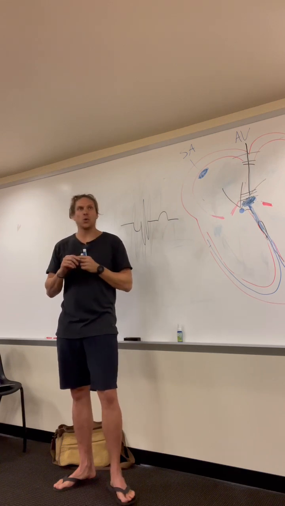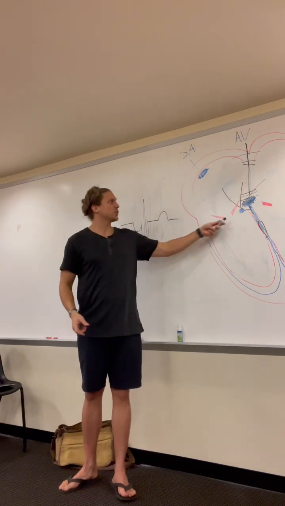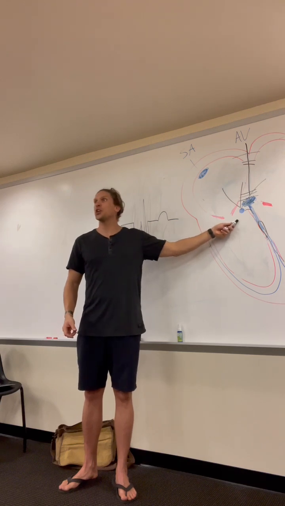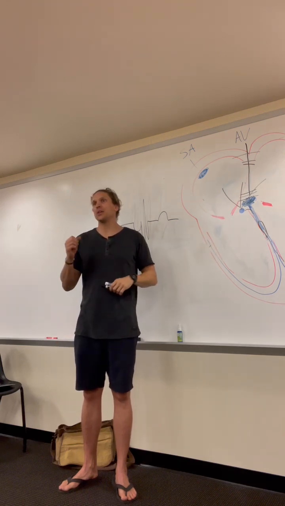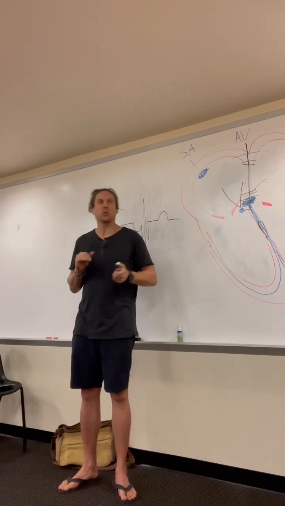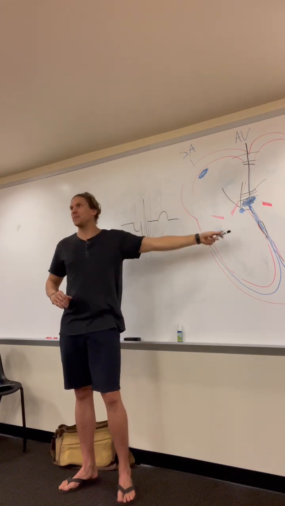Now, there's also accelerated junctionals that are 60 to 100. There's also junctional tachycardia. And how you would identify these is there's no P wave. We're skipping the atria, okay?